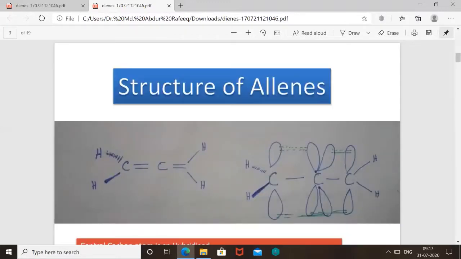Next, allylene. I told you, if propene has two double bonds, 1,2-propadiene, it is called allylene. See the structure. The central carbon is in sp hybridization and the others in sp2 hybridization. Here, one carbon has two p orbitals, so it is surrounded by the pi electron cloud.